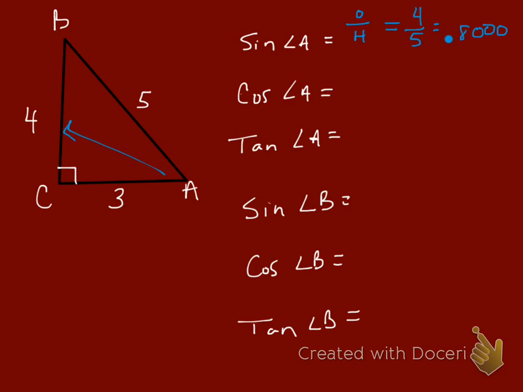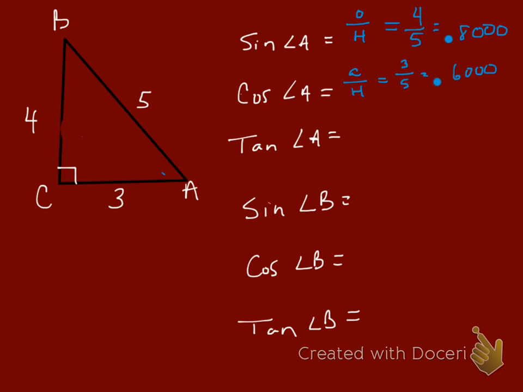If I want the cosine, it is going to be my adjacent, and that's the side right next to A. So my adjacent over my hypotenuse. The adjacent side is 3 over my hypotenuse, which is 5, which is going to give me 0.6000. Okay?